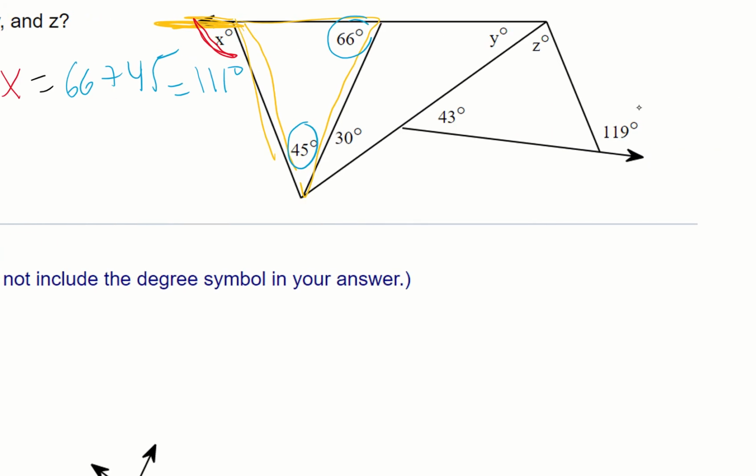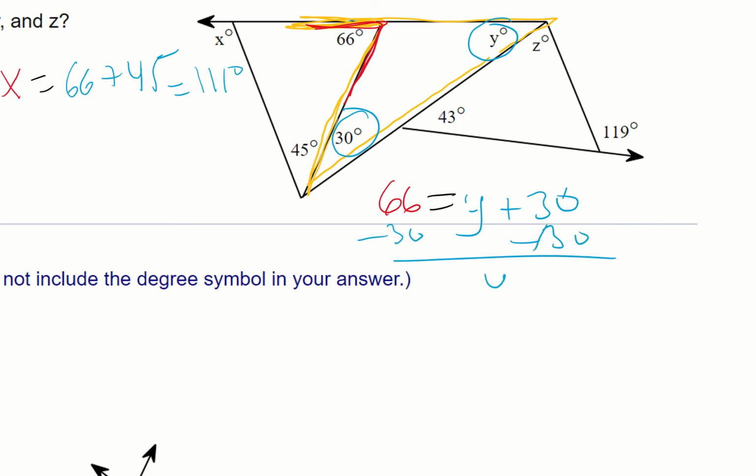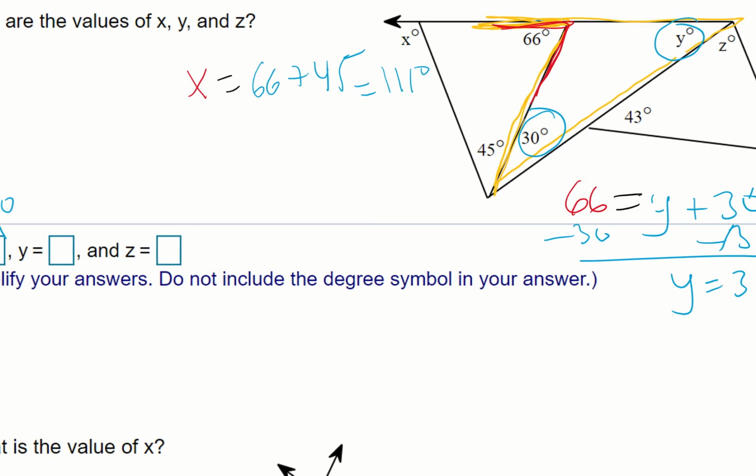So now let's focus on another triangle. So now we want to get angle y. And so to get angle y, what I'm going to do is focus on the second triangle and then this exterior angle, 66. So now 66 is my exterior angle for that yellow triangle. So we have 66 is equal to my two remote interiors, y plus 30. And so if I subtract 30 on both sides, well, y has to be 36. So we got 36 for y.